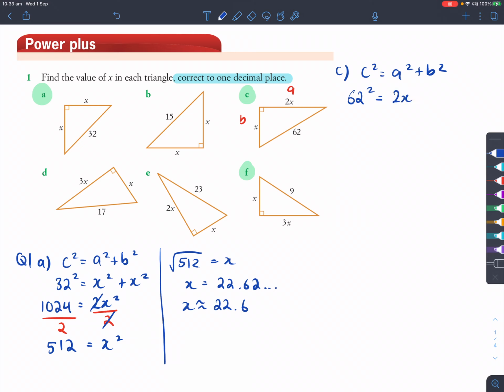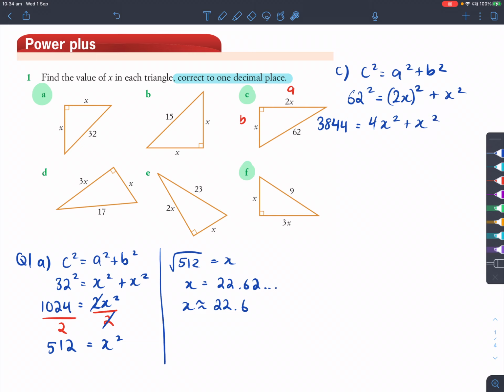The way you write 2x all squared is not like this, so this part would be written wrong. You must have brackets around the 2x in order for the square to affect both the 2 and the x. So 62 squared is the same thing as 3,844. How this works is that you can square both the 2 and the x. The square of 2 is 4, because it means 2 times 2. The square of x means x squared. Then we add x squared at the end.